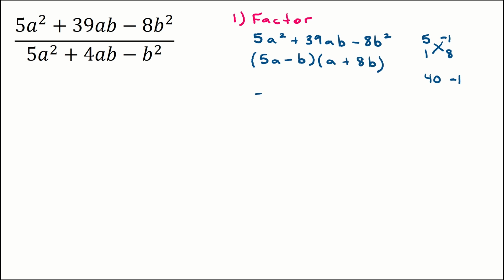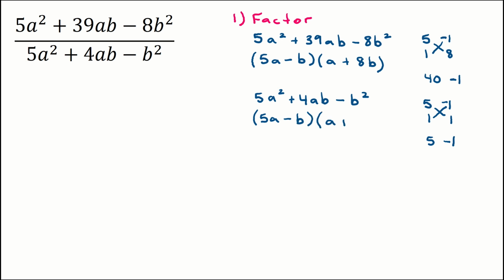On our denominator, we have 5a squared plus 4ab minus b squared. So same thing here, multiples of 5, 5 and 1, multiples of 1, 1 and 1. We need this to add to a positive 4. 5 times 1 gives us 5. 1 times 1 gives us 1. Because we need it to add to a positive 4, the 1 needs to be negative. So reading this left to right, we end up with 5a minus b multiplied by a plus b.